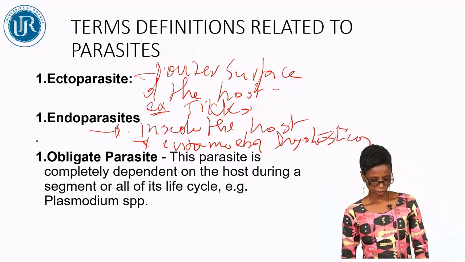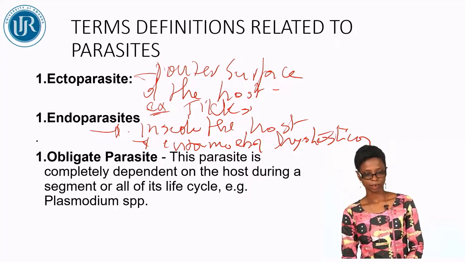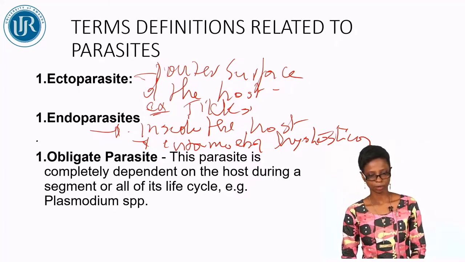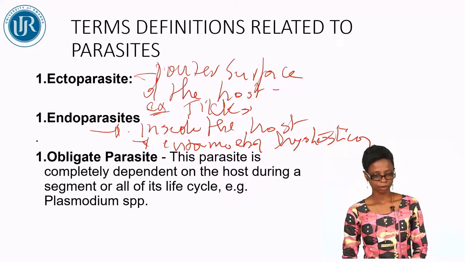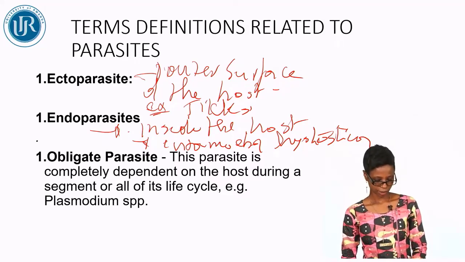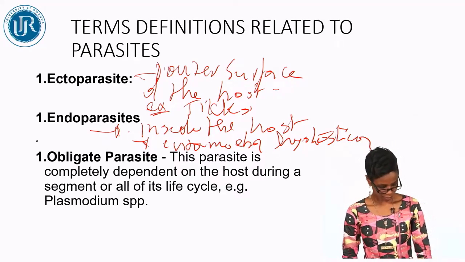We have also the obligate parasite. Those are the parasites which completely depend on the host during their life cycle. For example, we have Plasmodium species.